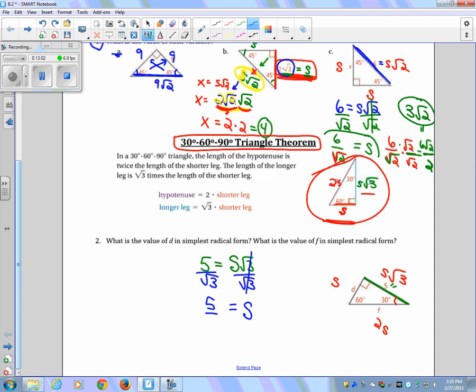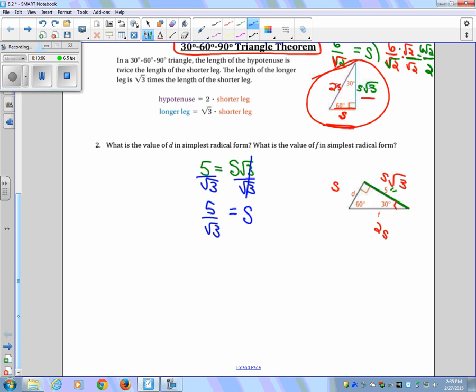We have S equals 5 over the square root of 3. Now remember, this is a no-no. You can't have the square root of anything in the bottom of a fraction. So we want to rationalize the denominator. You've heard of a rational number? A rational number is what we're trying to make out of the denominator. That's why it's called rationalizing it. Okay, so rationalize the denominator.